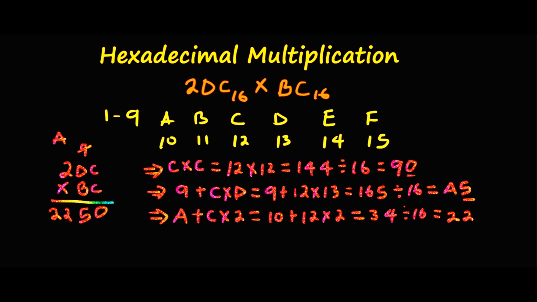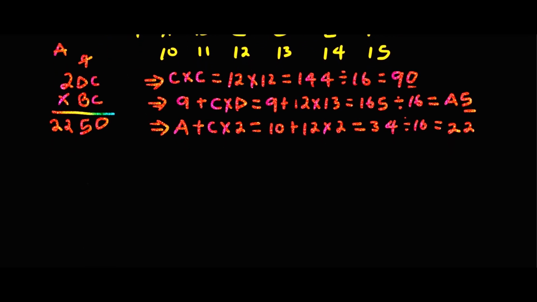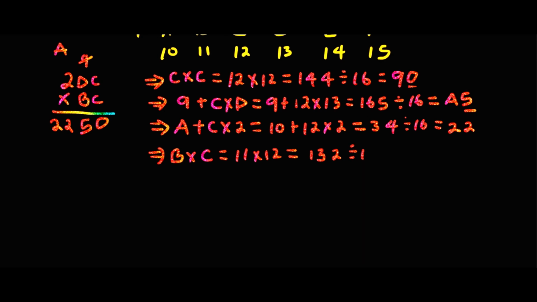Then you move to the next term, that is B. So the next step would be B times C. B times C is the same as 11 times 12, and that will give you 132, which you will divide by the base to convert it to base 16. You find that 16 goes into 132 8 times with a remainder of 4. So you write 4, and then you carry 8.